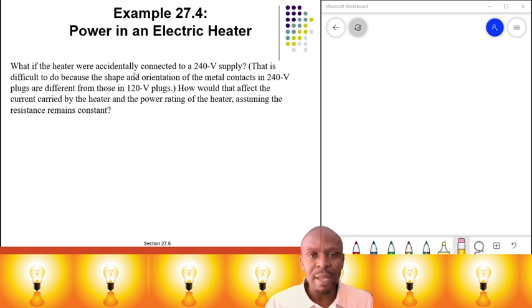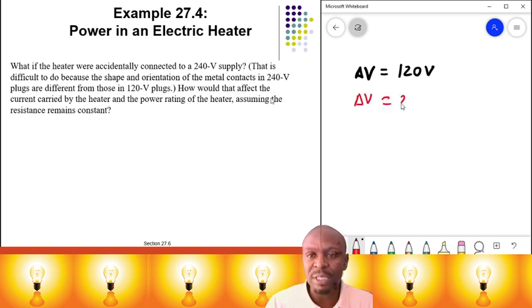Now, what happens if the potential difference is doubled? Now remember, in the previous example, the change in potential difference was just given by 120 volts. Now in this case, what is happening if the change in V is doubled, because it's now 240? What happens to the current?